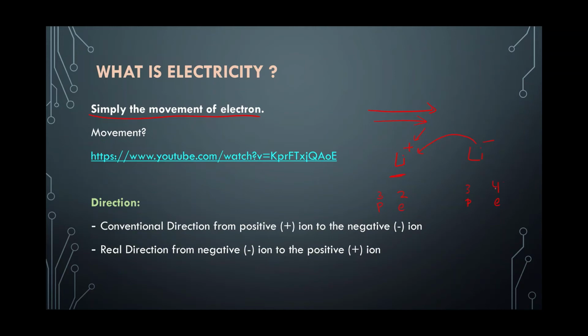So this one will gain an electron to be 3, and this will lose an electron to be 3, and this atom will gain an electron to be 3 and achieve the balance. So the direction naturally, or the real direction, is from negative to the positive. But what we are going to use, to make it easy, is we will assume that the movement is from the positive to the negative. We'll just reverse the direction, while the real direction is from negative to the positive.